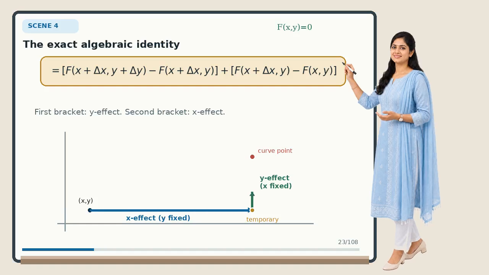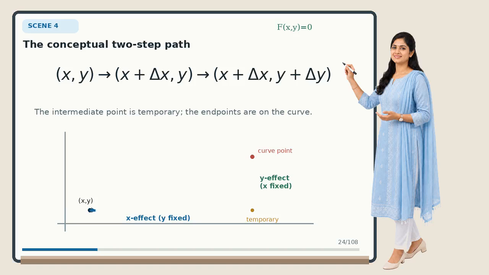The first bracket changes y while x is temporarily fixed at x plus delta x. The second bracket changes x while y is temporarily fixed at y. Adding the brackets gives the original total change exactly. Geometrically, we imagine an x direction move and then a y direction move. The intermediate point may leave the zero level curve. It is only a device for measuring the two coordinate effects.